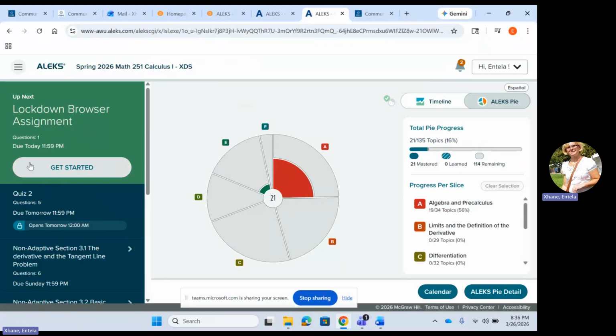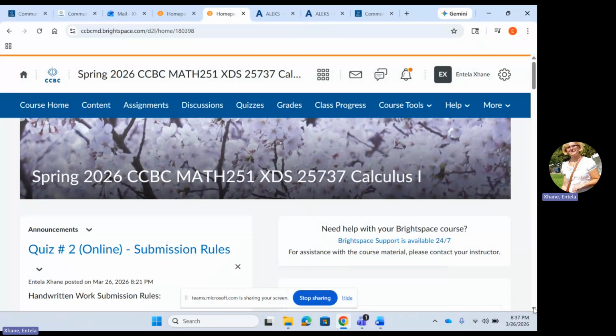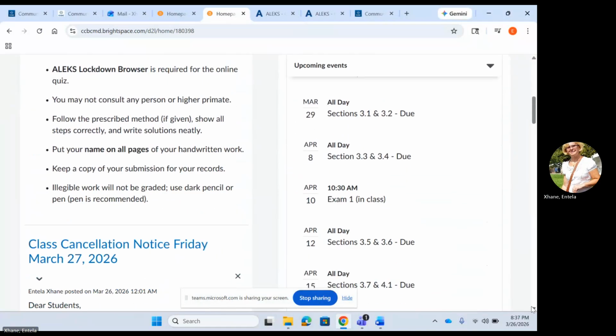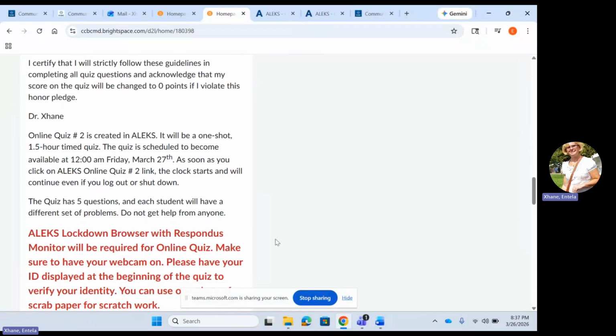Let's go over a couple of directions for the quiz online. If I go to quiz 2 online submission rules, reminding everyone, please read the honor code for the submission. This is 1.5 hours, which means 90 minutes. The quiz is going to be available throughout the day tomorrow from 12 a.m. to 11:59 p.m. But once you click, there's only one attempt. The quiz starts, so if you decide to exit out or close, you're not going to be able to go back. So be very careful.